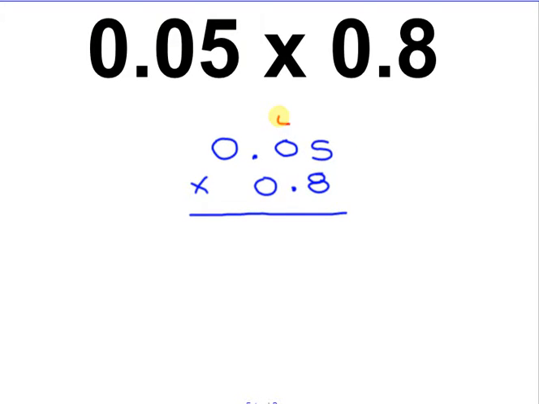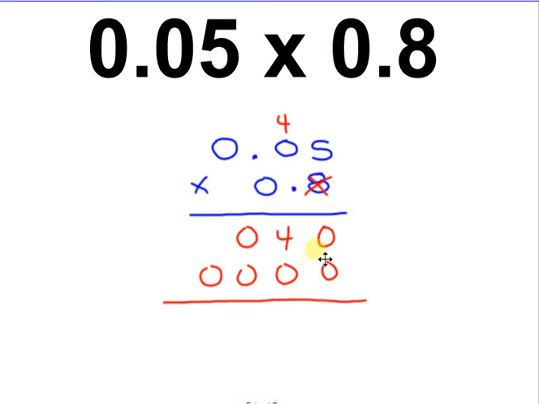8 times 5 is 40, so I'm going to carry the 4, write the 0 on the bottom. 8 times 0 is 0, plus 4 is 4. 8 times 0 is 0. Now I'm going to cross out the 8 and write a 0 as a placeholder here. 0 times 5 is 0, 0 times 0 is 0, 0 times 0 is 0. And now I'm going to add them all up. 0 plus 0 is 0, 4 plus 0 is 4, 0 plus 0 is 0, and 0 plus 0 is 0.